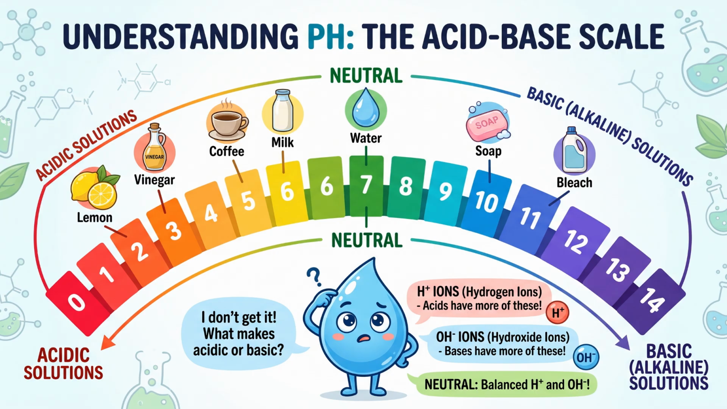Conversely, anything on the right side of the scale, spanning just above 7 all the way up to 14, is basic, which chemists also call alkaline. These basic solutions have a much higher concentration of hydroxide ions. Common household cleaners often fall right into this range, like soap sitting around a 10 and bleach hitting a 12.